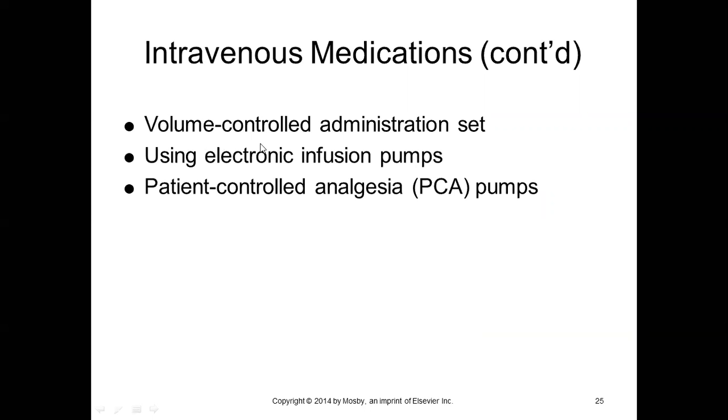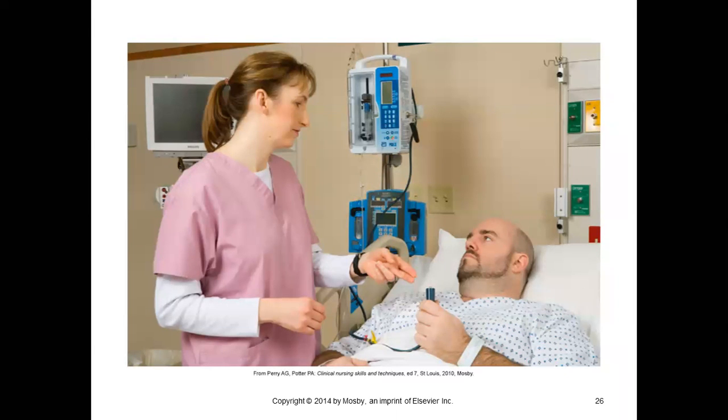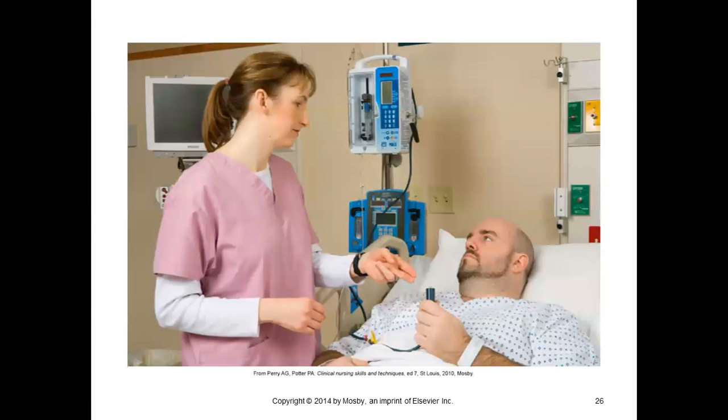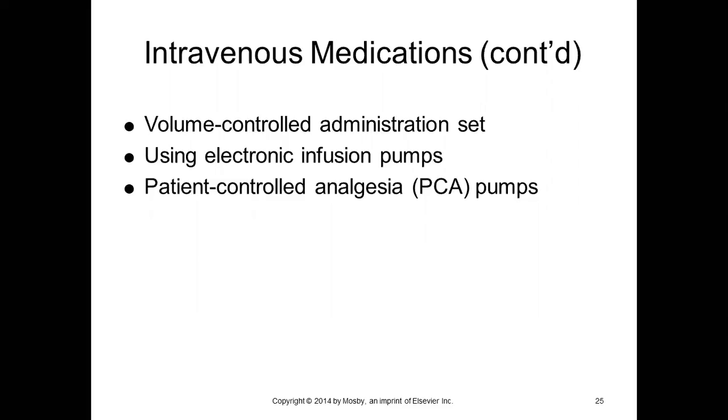For intravenous medication, we can use a volume control administration set with an electronic infusion pump. And also patient-controlled analgesia. If the patient has pain, you can use the patient-controlled analgesia pump. Everything is set up, but the patient can push the button when they need it. In this picture, you can see the patient-controlled analgesia, and the patient or client has a button. When they feel pain, they can push it and the medication will release. And sometimes we use the electronic infusion pump, so you do not need to count the drops. The automatic device can do this. Volume control administration set as well.